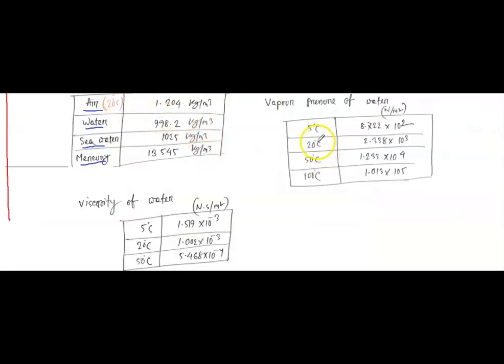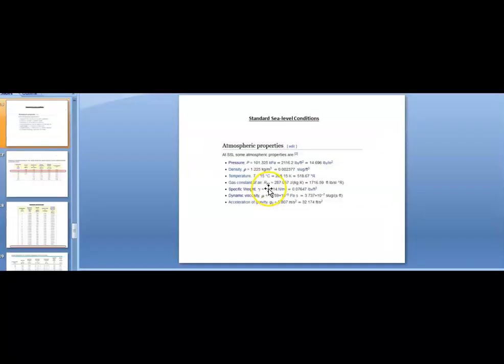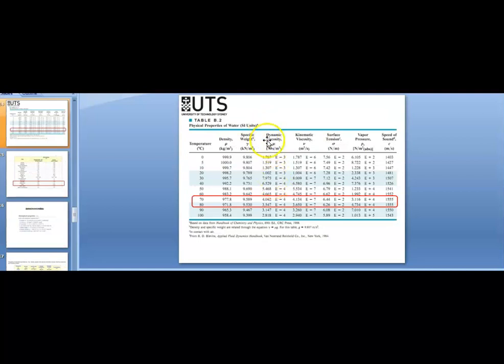The question was, we need to calculate the vapor pressure. So look at the table here, it should be for water. This is the physical properties of water. You can see density, the specific weight, surface tension, vapor pressure, and the viscosity, the kinematic and the dynamic viscosity. I will explain the difference between the kinematic and the dynamic viscosity later.